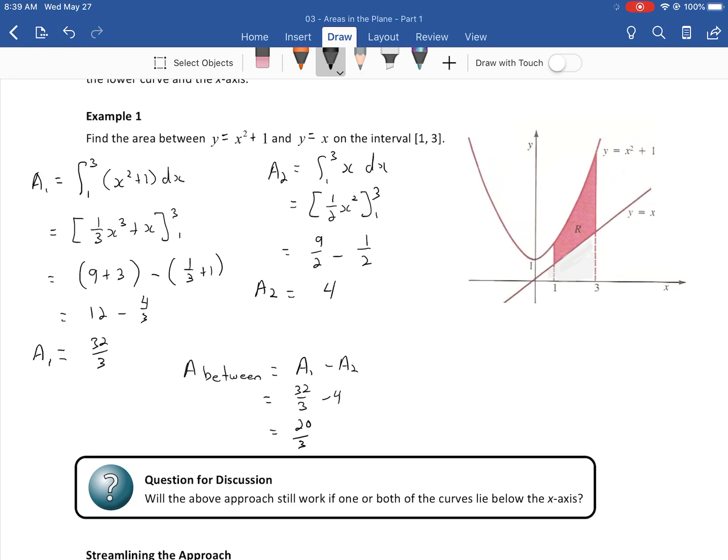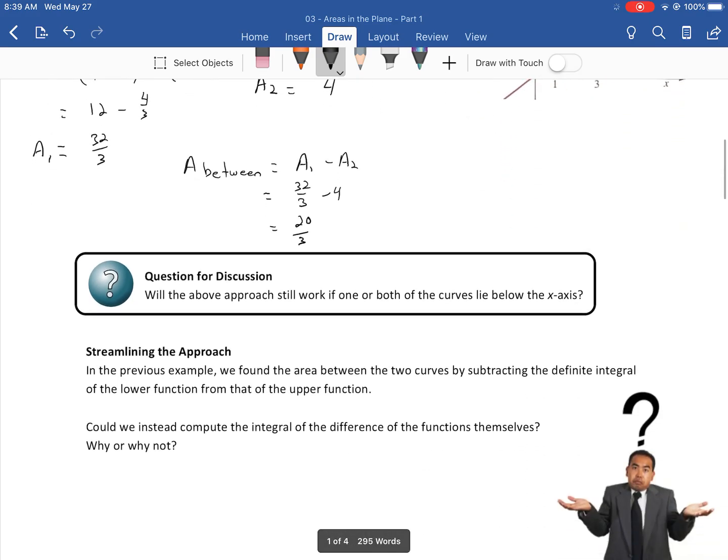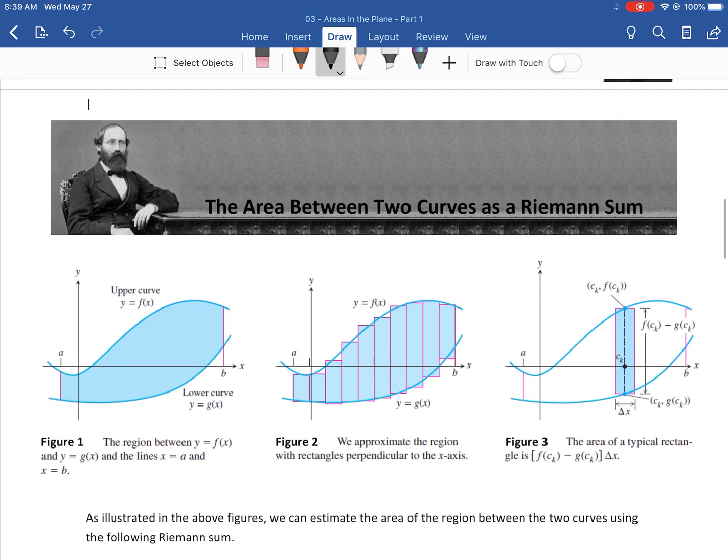Nice. Pretty straightforward stuff to find the area between two curves, and lots of good practice here on finding the area and the antiderivative and so on. Will the above approach still work if one or both of the curves lies below the x-axis? Are negative values going to affect us here? And the answer is no. It's not going to be a problem at all. You can just subtract it. And why or why not here?